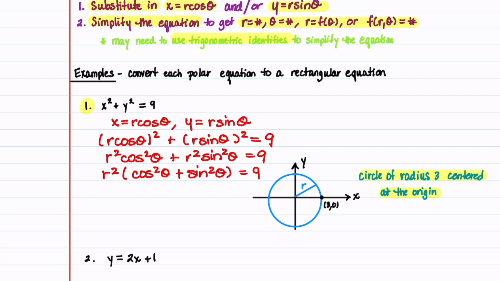is equal to 9. We know from the Pythagorean identity that cosine squared theta plus sine squared theta is equal to 1. So this gives us r squared is equal to 9. There are 2 solutions to this equation, and they're r is equal to 3 or r is equal to minus 3. R is equal to 3 is used more often because it's nicer to work with a positive number.